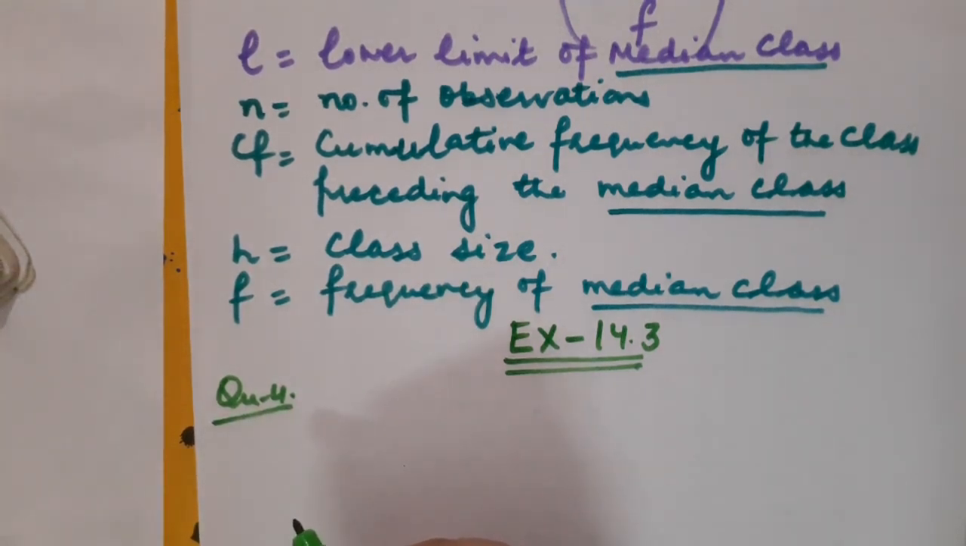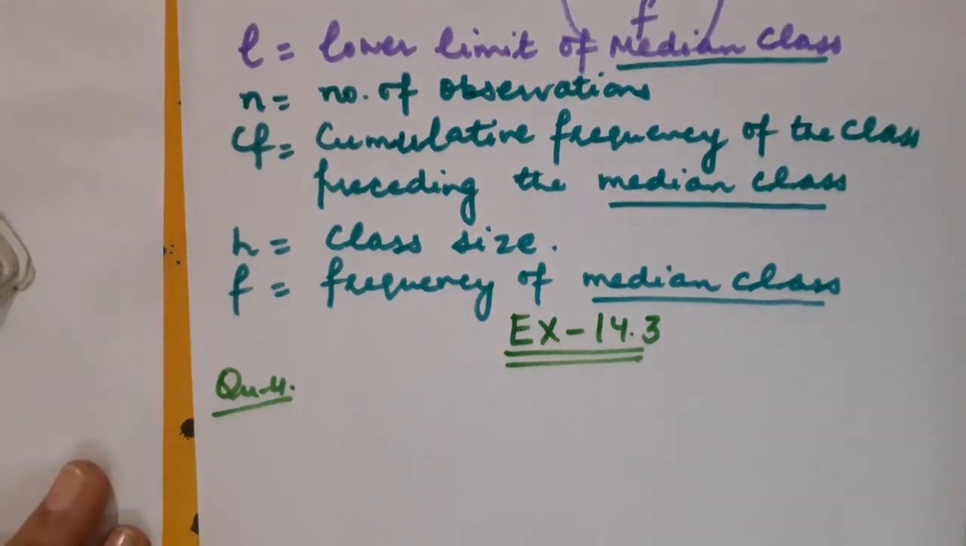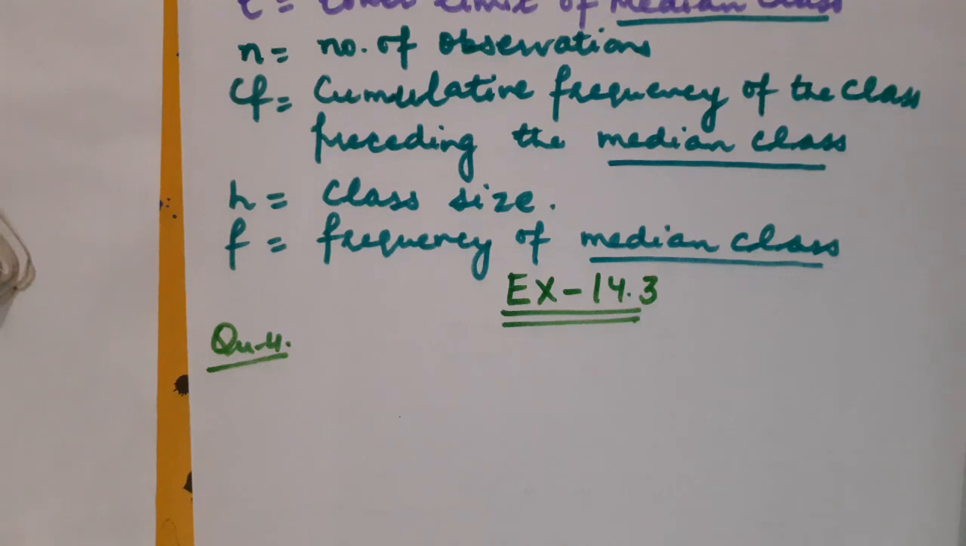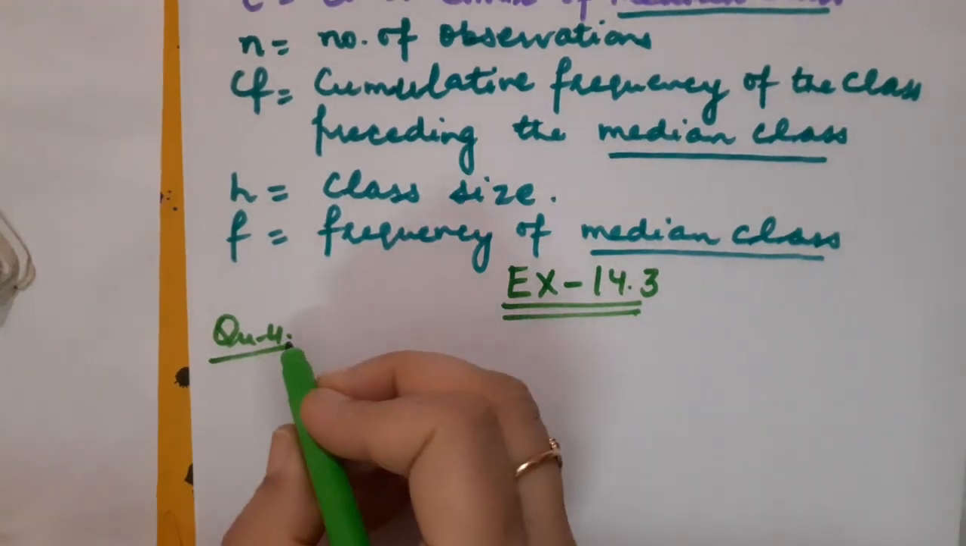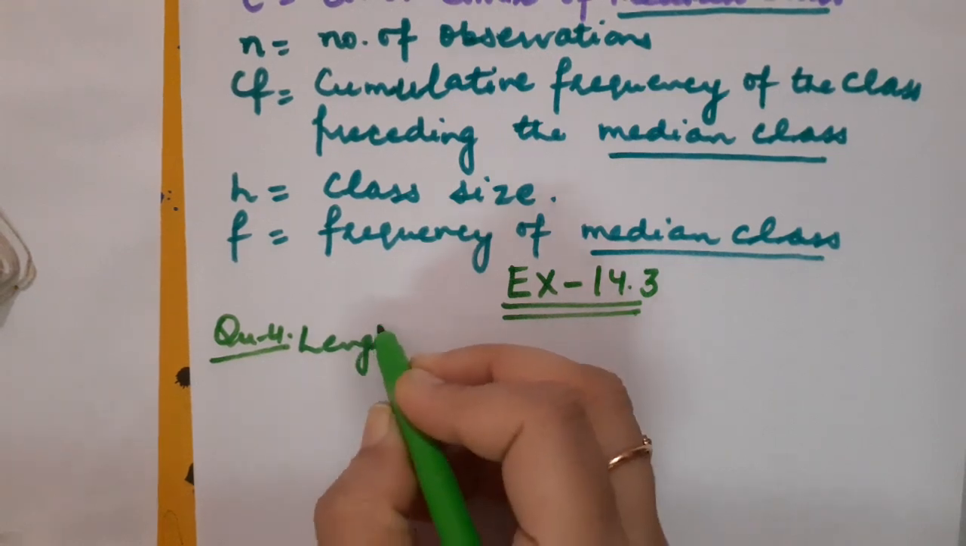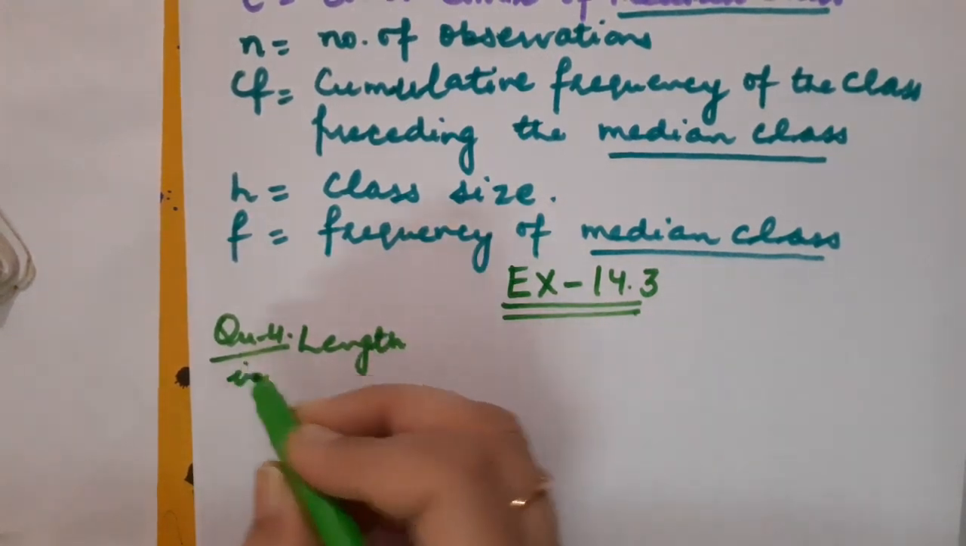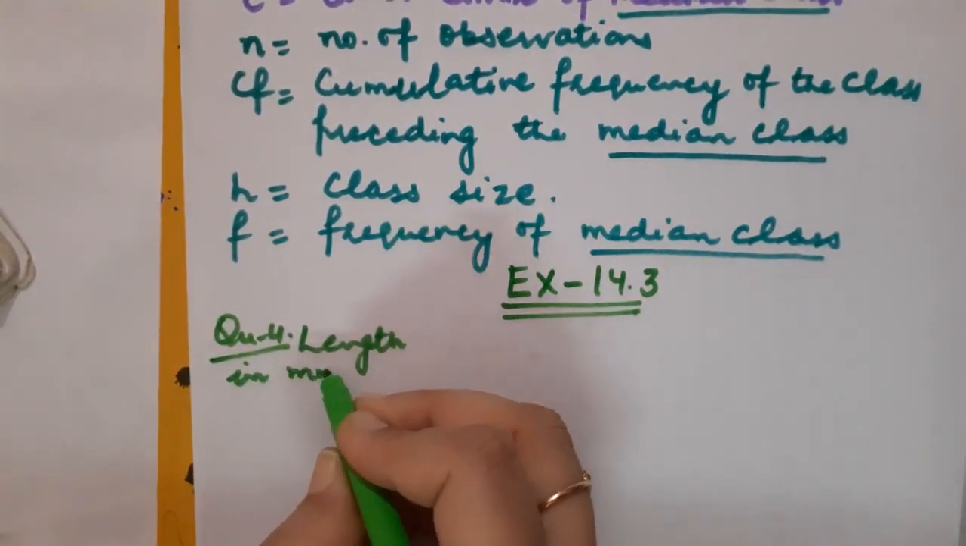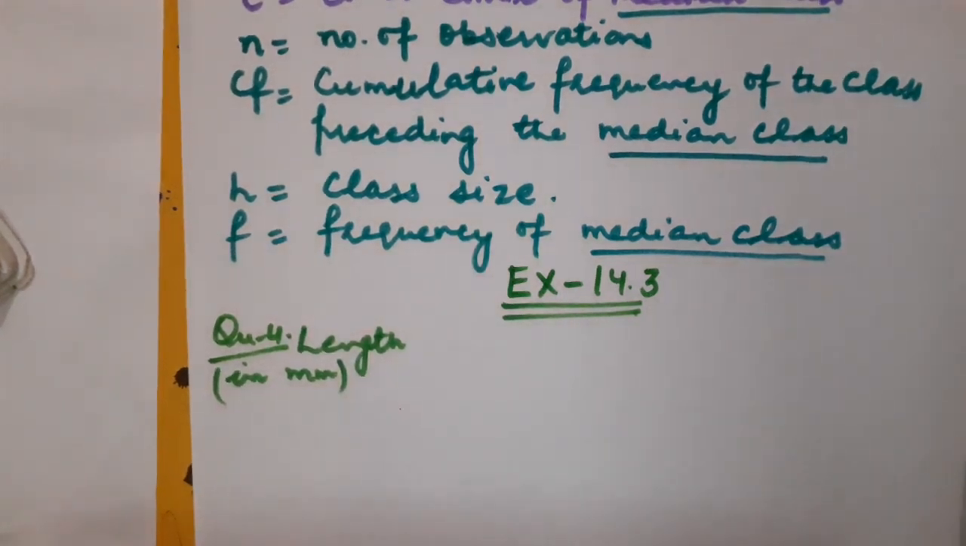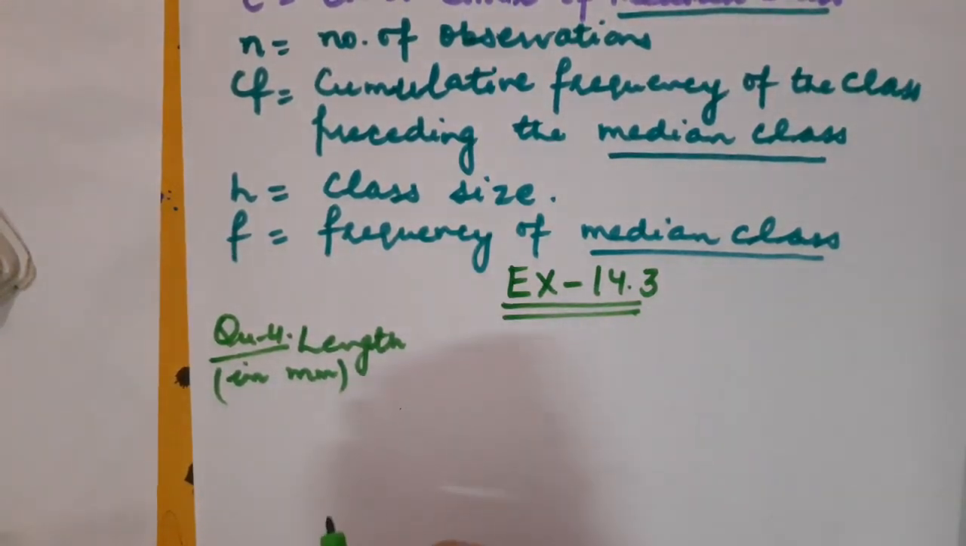The lengths of 40 leaves of a plant are measured correct to the nearest millimeters, and the data obtained is represented in the following table, and we are going to calculate the median length of the leaves. So here is the data as it is given in the question. The length is given in millimeters of the leaves. Correct?